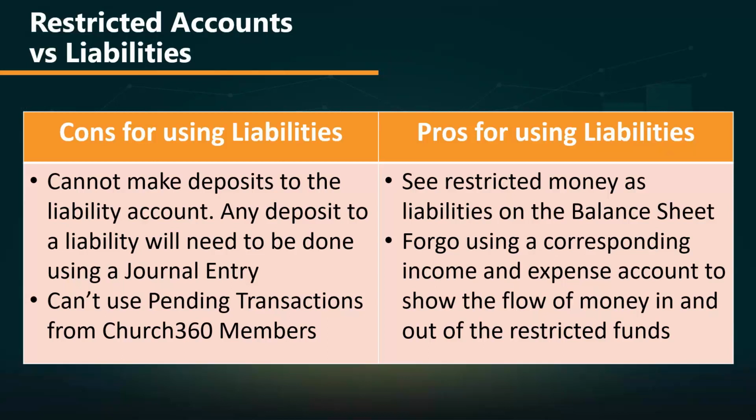You can see that restricted money will be on the balance sheet. Restricted money and dedicated funds usually have their own report. If you wanted it to actually physically be on the balance sheet, then you could just enter it in as a liability instead. And if you wanted to forego using income and expense accounts to show the flow of money in and out, then you could use it as a liability instead. It's just completely up to you. Instead of using the income and expense accounts as offsets, you could just use paying off that liability account.